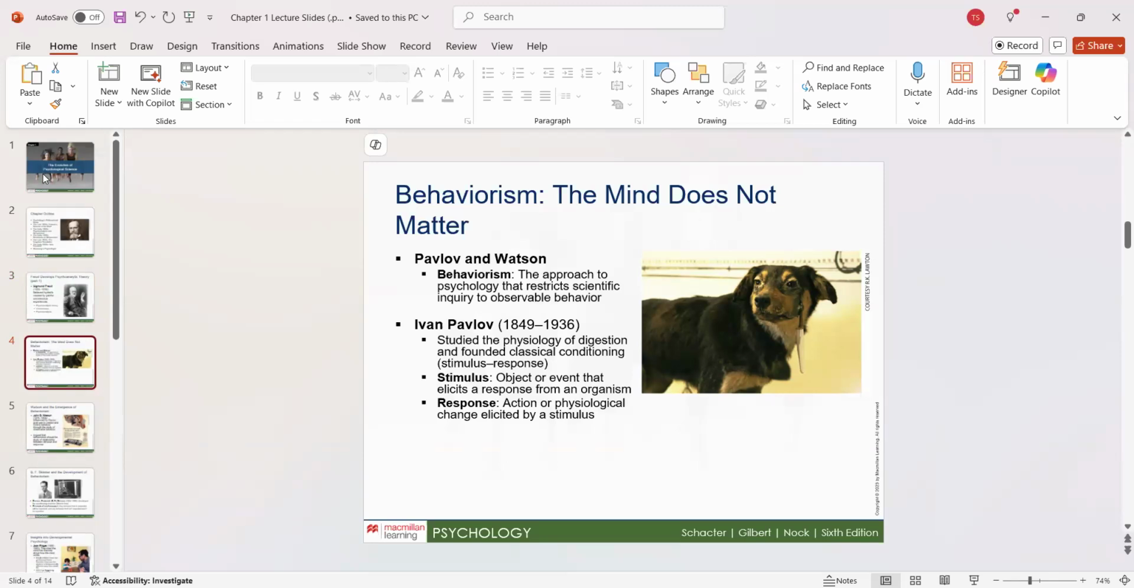But then when the behaviorists rose up, they're like, wait a minute now. Why are we so focused on the mind? We can't even see the mind. We don't even know if the mind exists. Let's look at what we can see instead of what we can't see.